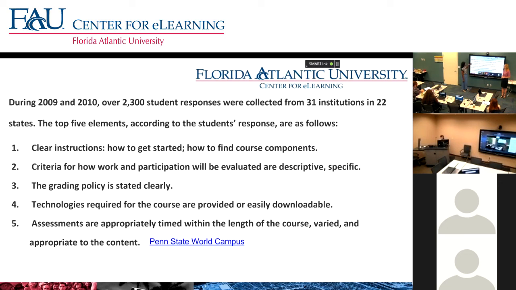The top 5: clear instructions. How do I get started? How do I find course components? So we're talking about that easy navigation. Criteria for how participation will be evaluated. So that is that objective kind of grading. If you're leaving feedback, using a rubric is going to be helpful there. The grading policy is stated clearly. What are you looking for? When are you going to give me my information back?